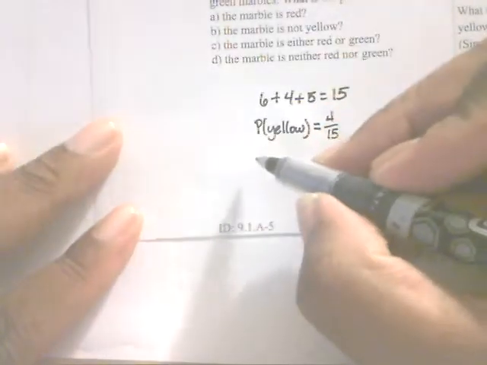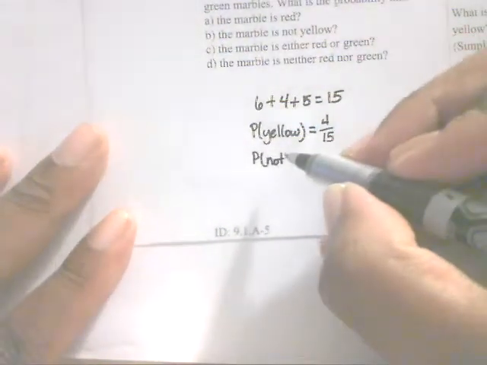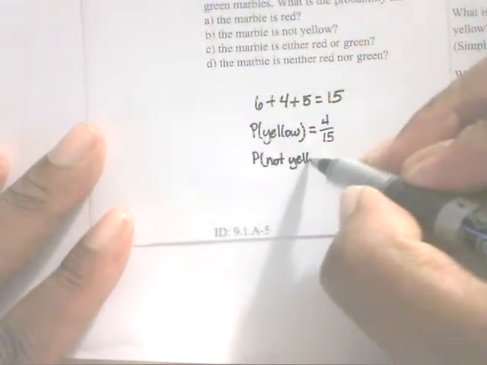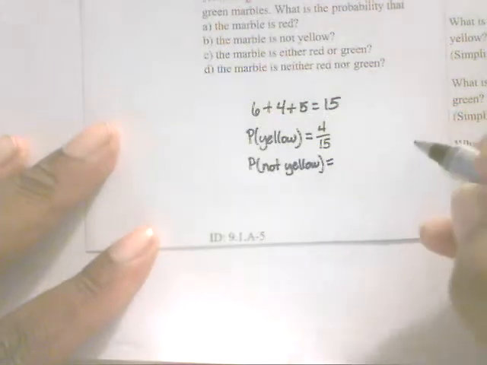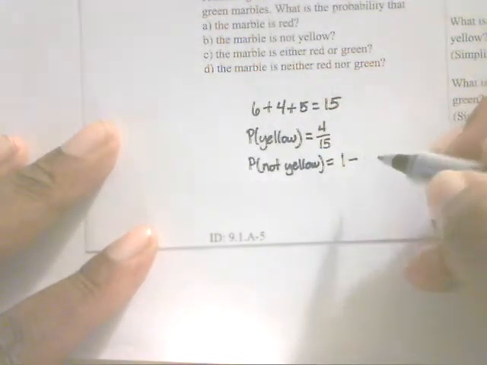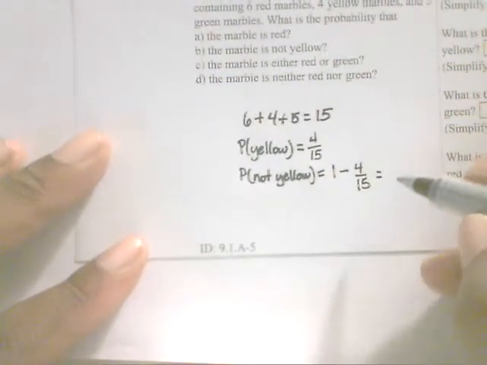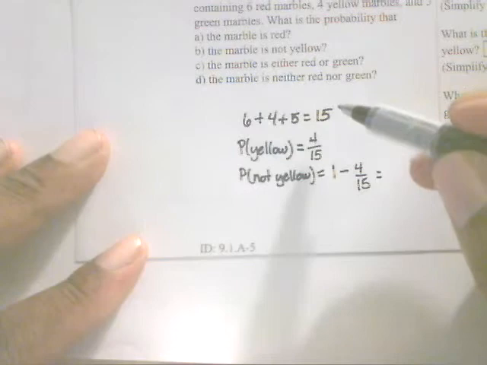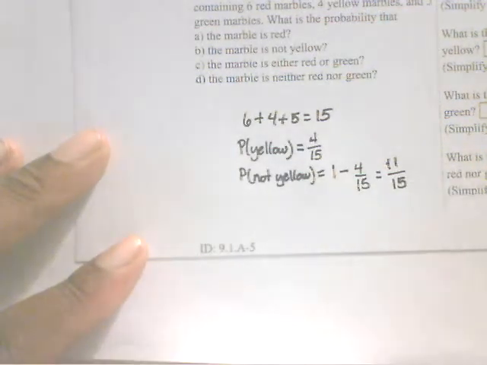Now we want the probability that it's not yellow. This right here is the complement of the probability of getting a yellow marble. So we'll do 1 minus the probability of getting a yellow marble, which is 4/15. So if there are 15 in the bag, that means the rest has to be 11 out of 15.